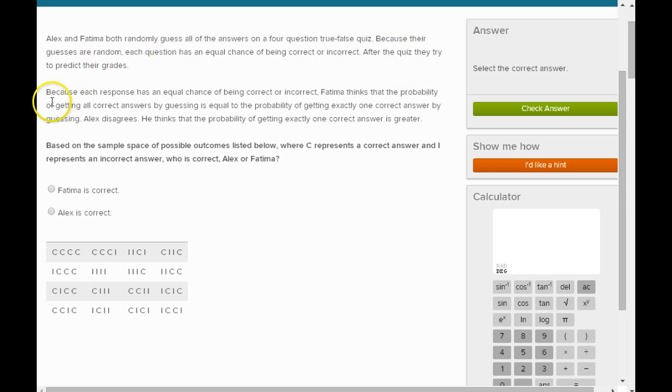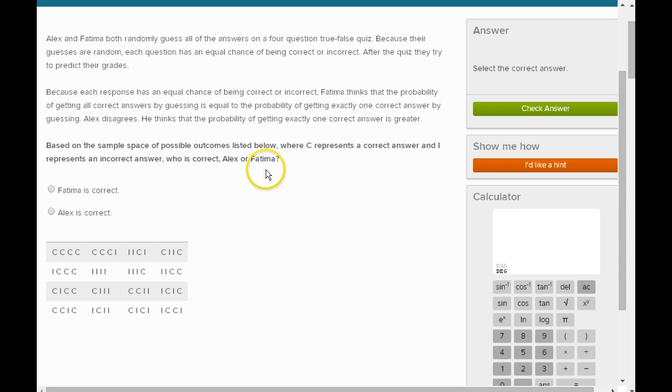After the quiz, they try to predict their grades. Because each response has an equal chance of being correct or incorrect, Fatima, I think it's Fatima, thinks that the probability of getting all correct answers by guessing is equal to the probability of getting exactly 1 correct answer by guessing. Alex disagrees. He thinks that the probability of getting exactly 1 correct answer is greater. So let's find out. So how would we do this? Okay, based on the sample space of possible outcomes listed below, where C represents a correct answer and I represents an incorrect answer, who is correct, Alex or Fatima?